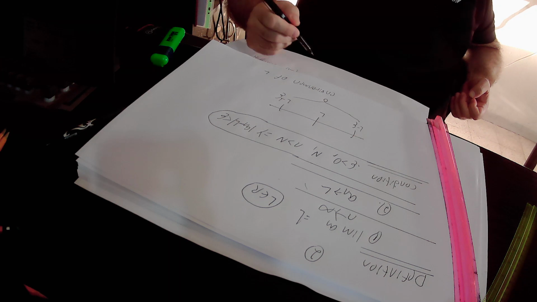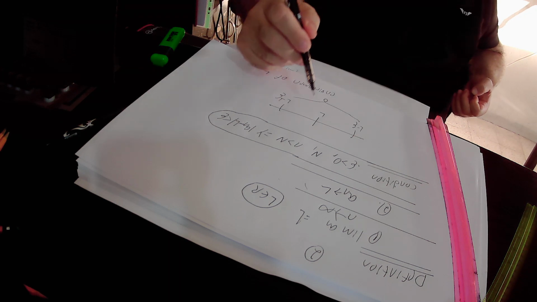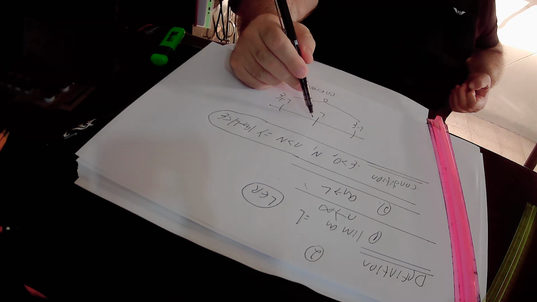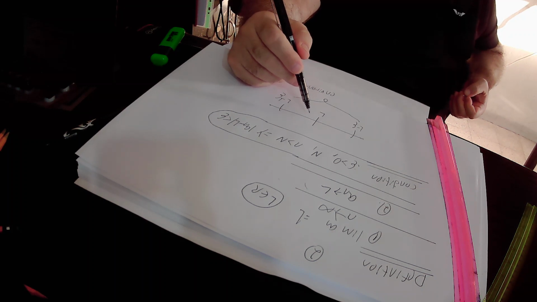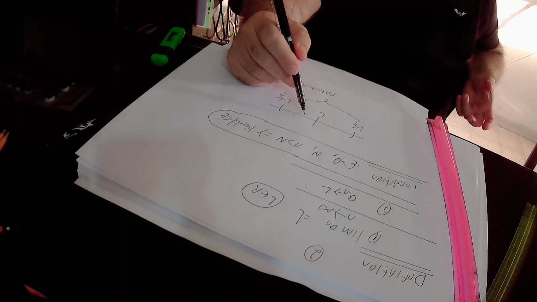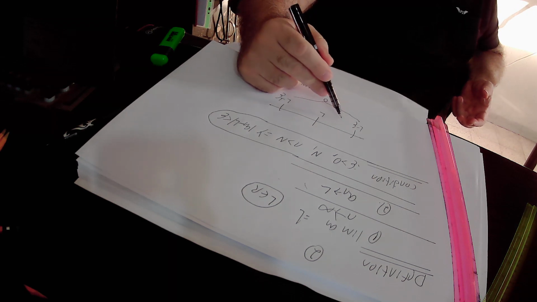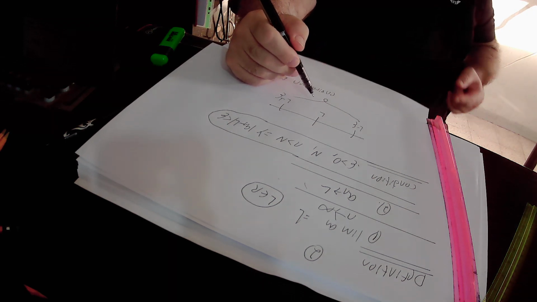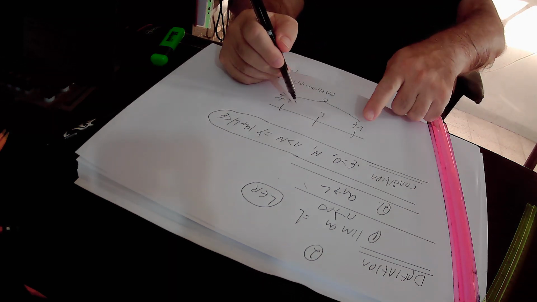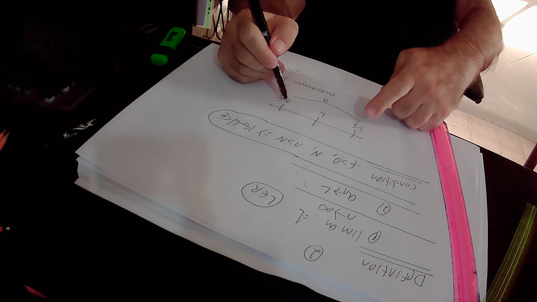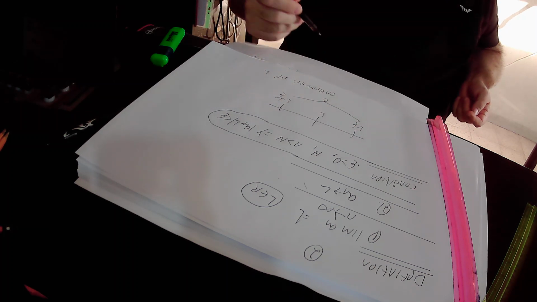That is to say, in order that the limit of sequence AN when N tends to infinity will be equal to L, most of the terms of AN must be located inside the environment of L. That is to say, most of the terms of AN must be located between those two markers. Okay.